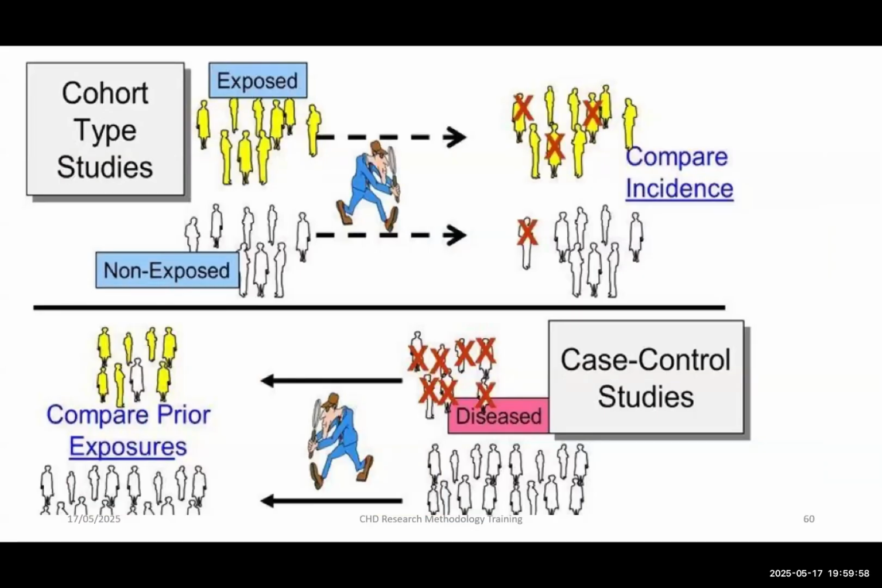So this is a diagram that basically tells you what happens in a cohort type of study. You're going from exposed or not exposed to the outcome measure. So you're comparing the incidence of that disease, while in a case control, you're comparing prior exposure. The disease has already occurred.